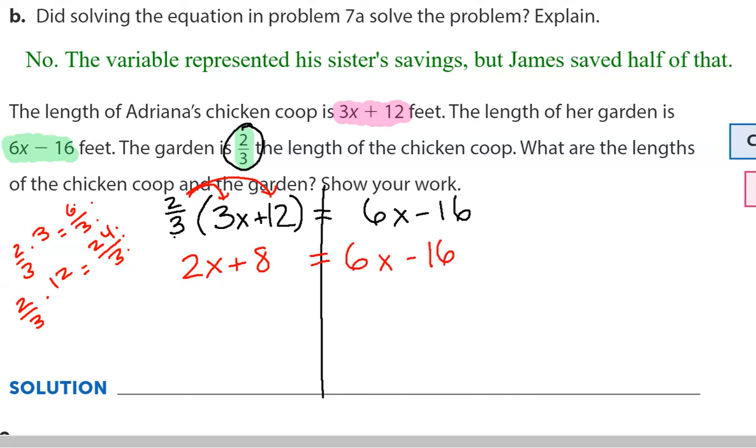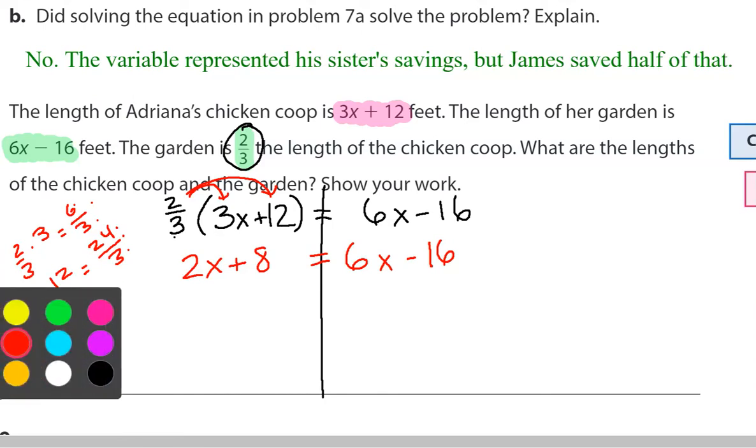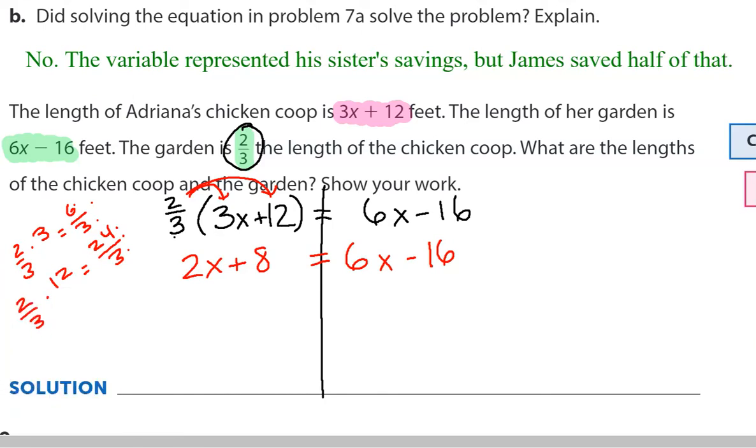Okay, so now we have our choices to move the 8, move the 2x, move the 6x, move the minus 16. I choose to move the 2x because I want to. So, to get rid of a positive 2x, we're going to put a negative 2x. This cancels out. Now we've just got 8 on this side. And I have to also put a negative 2x on that side so that it stays balanced. 6x minus 2x is 4x minus 16.